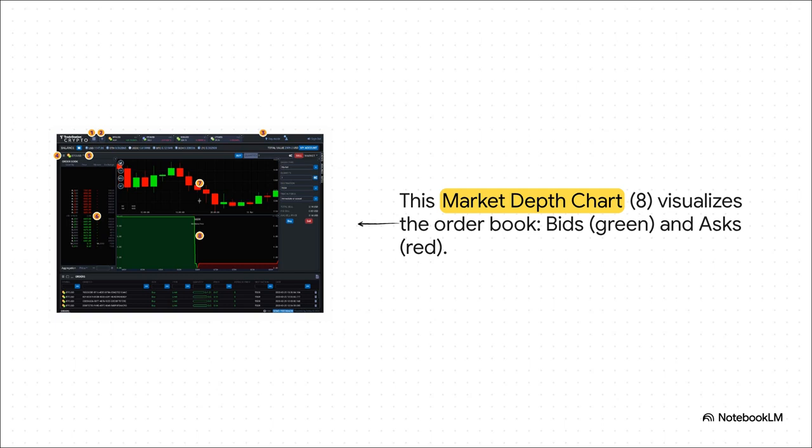See that green mountain? That's the cumulative wall of buy orders, all the demand. And the red mountain? That's the wall of sell orders, all the supply. Bam! In one single glance, you can literally see where the pressure is building up.